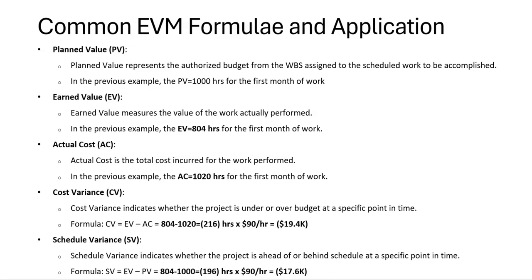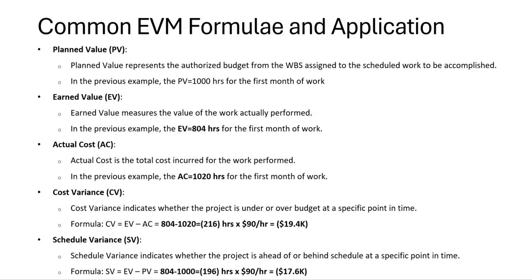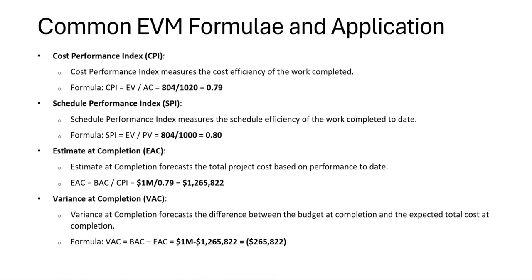17.6K schedule variance. So as you can see, cost variance dollars and schedule variance dollars are not necessarily equal because there are a different number of hours that you're over budget and behind schedule. So that is how that calculation is done for cost variance and schedule variance.